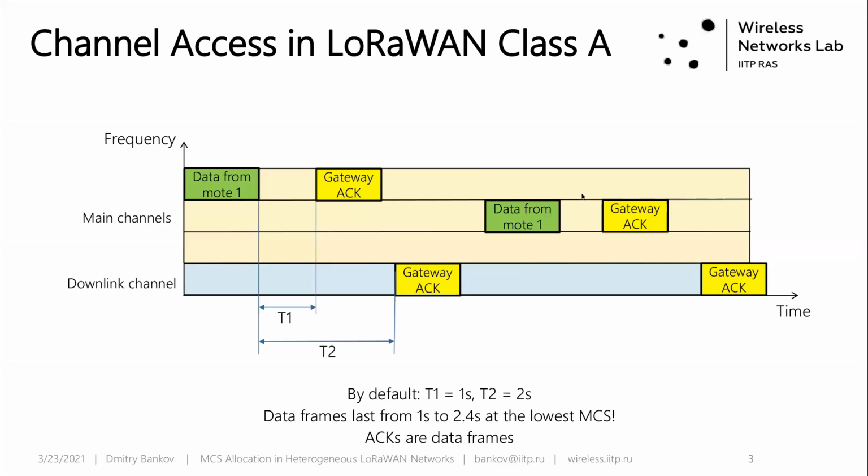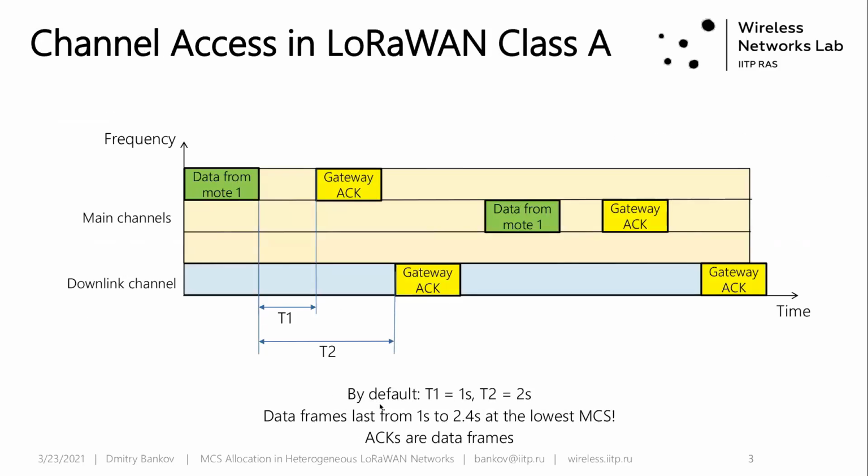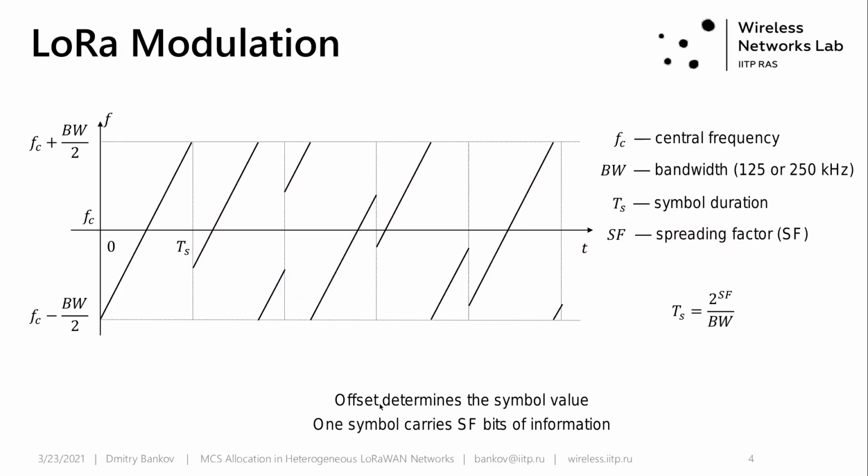As I said, if an end device node does not receive an acknowledgement from the server, it has to make a new transmission attempt. For that, it selects a new main channel again, and it also has to wait a random delay selected from the window from 0 to 2 seconds. This is an important issue because these 2 seconds are comparable to the duration of a frame at the lowest MCS.